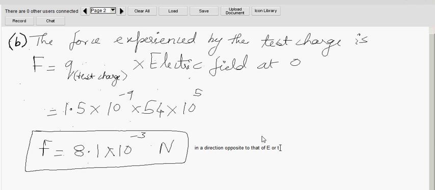Or the force is acting along OA. That means I'll write force acting towards A. You can write any one sentence: in a direction opposite to that of E, or the force is acting along OA, or the force is acting towards A.